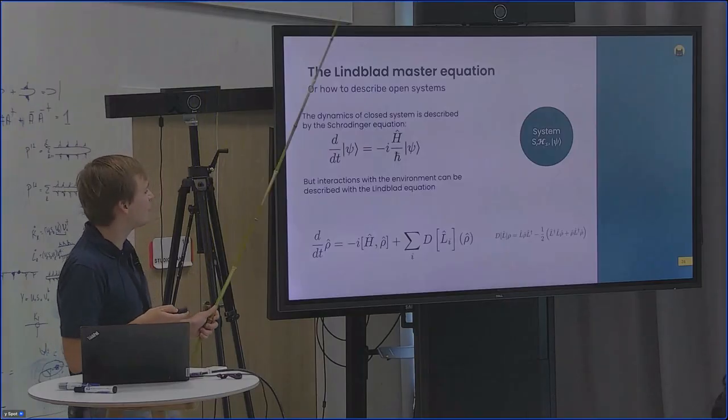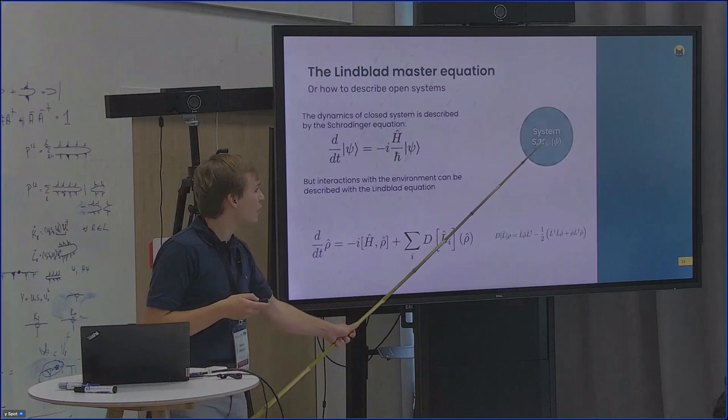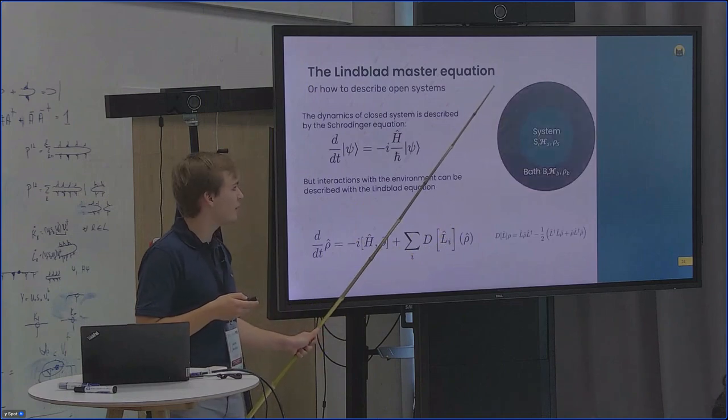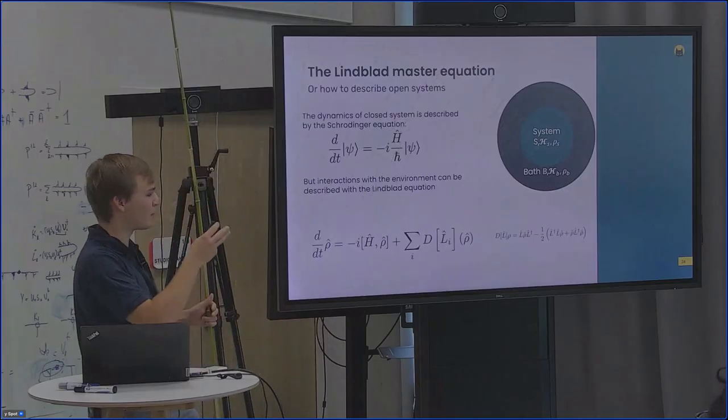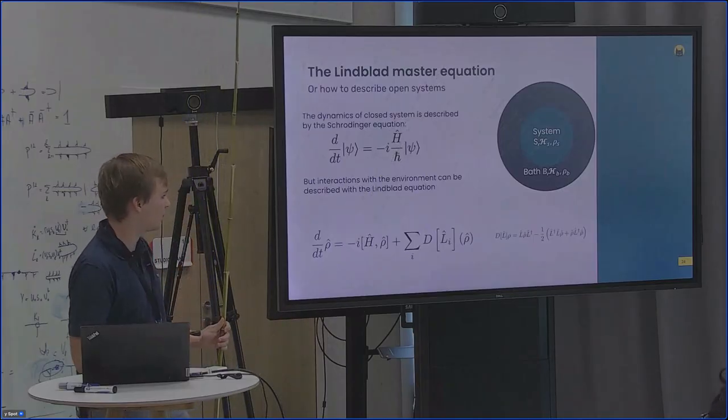So instead of describing your system with a wave function here, you take into account the bath around it, and you describe your system with a matrix now. So instead of having a system of size, for example, D, once you truncate, you have something of the size of D by D.